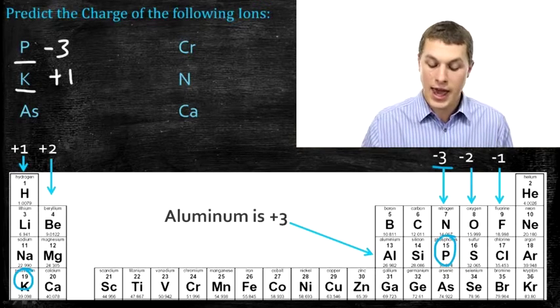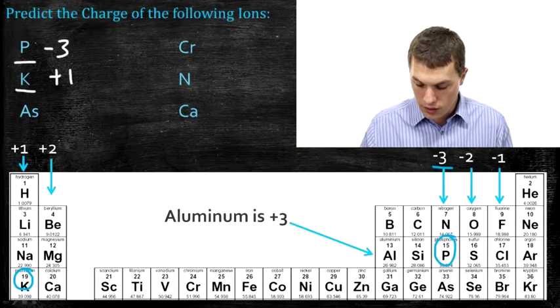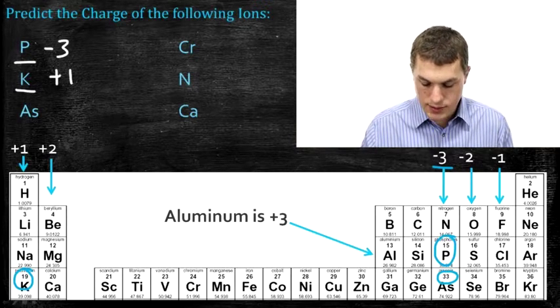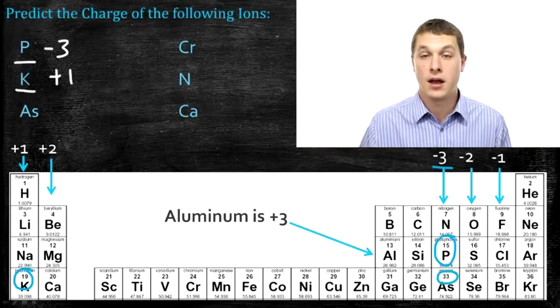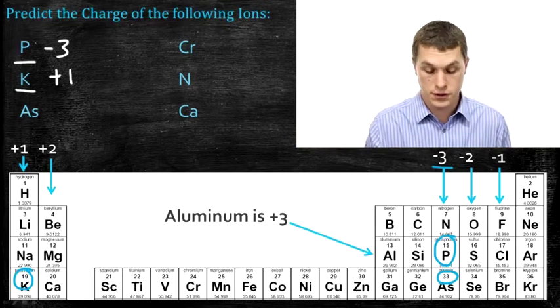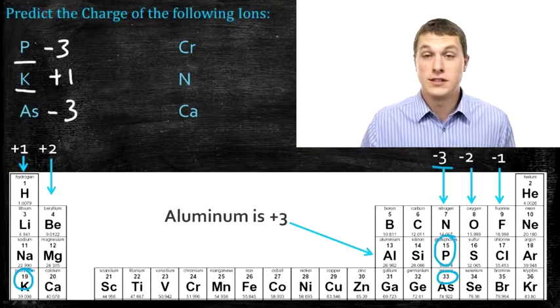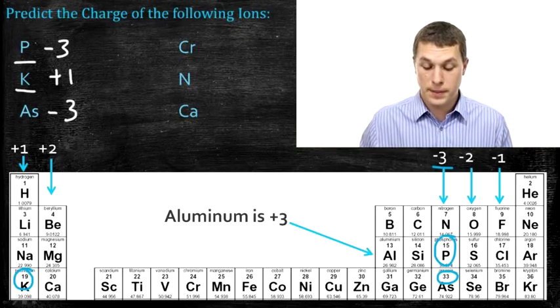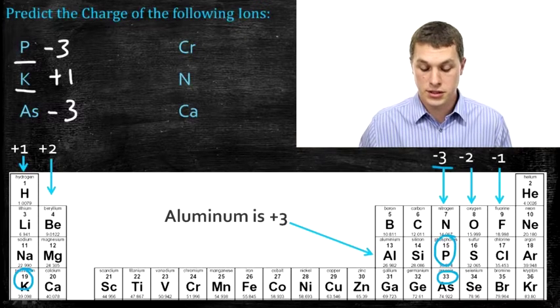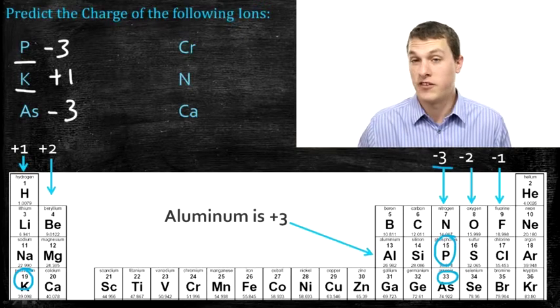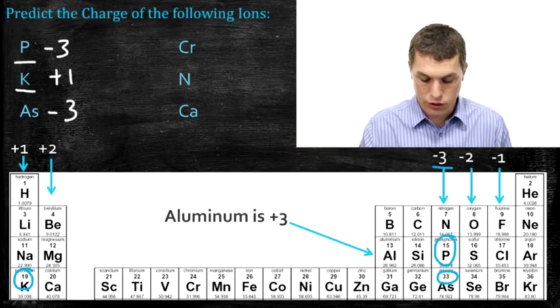All right, now let's look at As. As is all the way over here below phosphorus, and arsenic tends to form an ion that's -3 charged, just like phosphorus above it. And so here we say, okay, this tends to become -3. So you can see this process is relatively straightforward. You're just comparing the position of the element to the column it's in, and from that column figuring out what its charge is. So now we go to chromium.